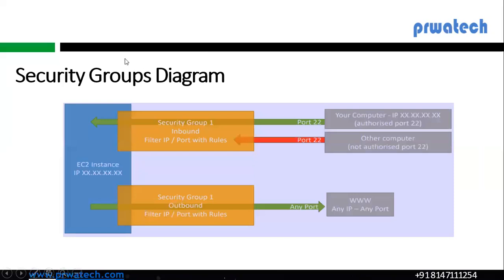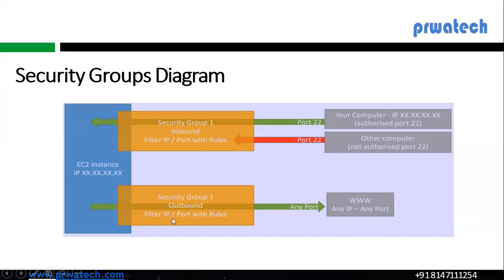Next, you can see this diagram of a security group. Suppose you create an EC2 instance, which will have an IP address. You create one security group and give inbound rules with a port, and you give only your computer's IP address. If you request anything, you can access it because you gave your IP address. If someone else is accessing, they will get an error. You can see the other computer is not authorized, because while configuring the security group you gave only your computer's IP address. If you access with any other computer, you will get a not authorized message.